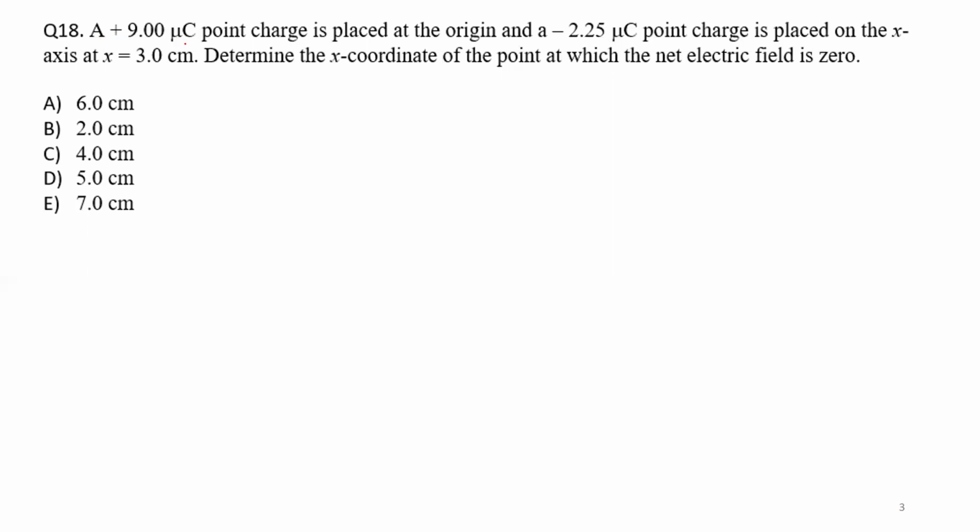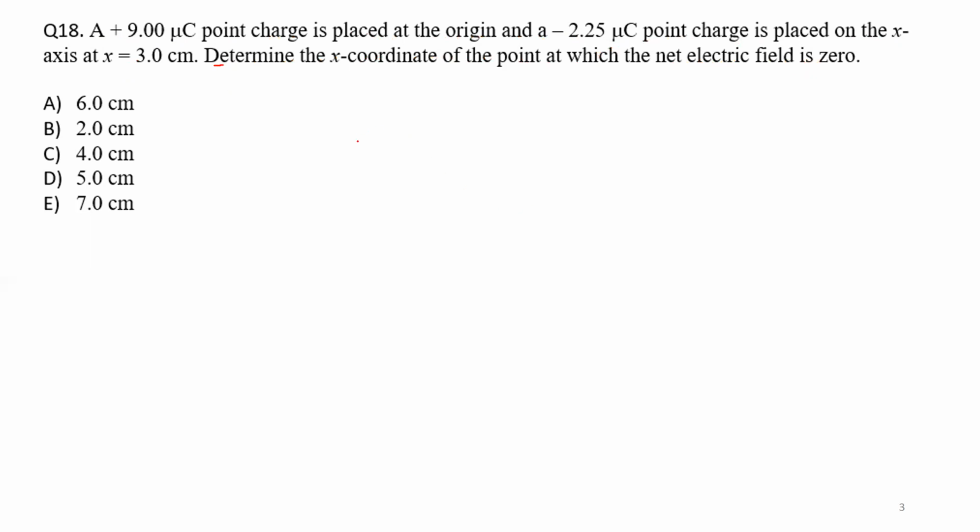A 9 microcoulomb point charge is placed at the origin, and a minus 2.25 microcoulomb point charge is placed on the x-axis at x equals plus 3 centimeters. The question is, determine the x-coordinate of the point at which the net electric field is 0.